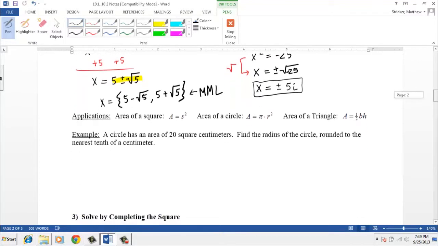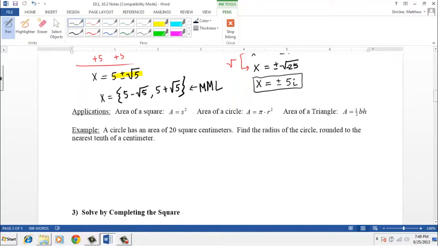There is an application in this section. Actually, there's a number of applications on your homework that you should now be able to solve. Let's go ahead and take a look at a problem like one you might see in your homework. It says a circle has an area of 20 square centimeters. Find the radius of the circle rounded to the nearest tenth of a centimeter. So let's go ahead and write down what we're given. This is a good way to start with any application problem. We've done this many times this semester.